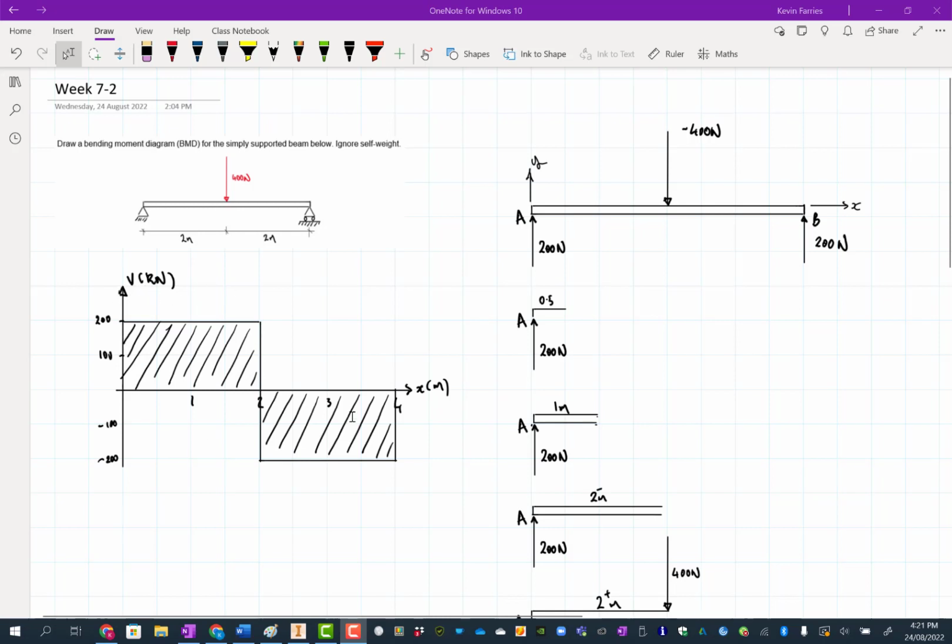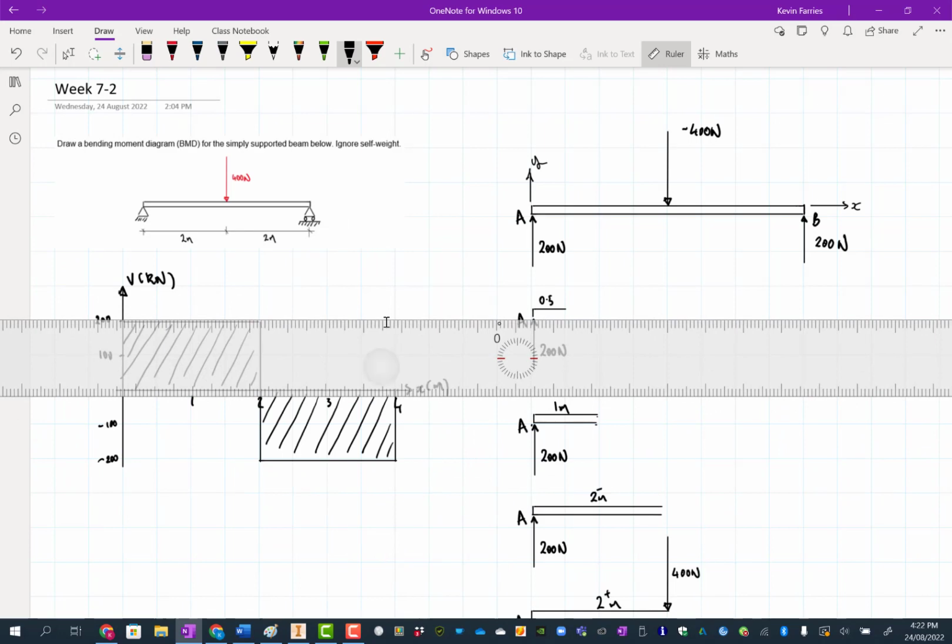Now it can be useful to do the shear force diagram first because the shear force diagram will help you draw the bending moment diagram if you want to avoid doing too much maths. And because this course is primarily for the construction management and BTEC students, we're trying to do as much as we can with as little maths as possible. And so that's what we're doing here.